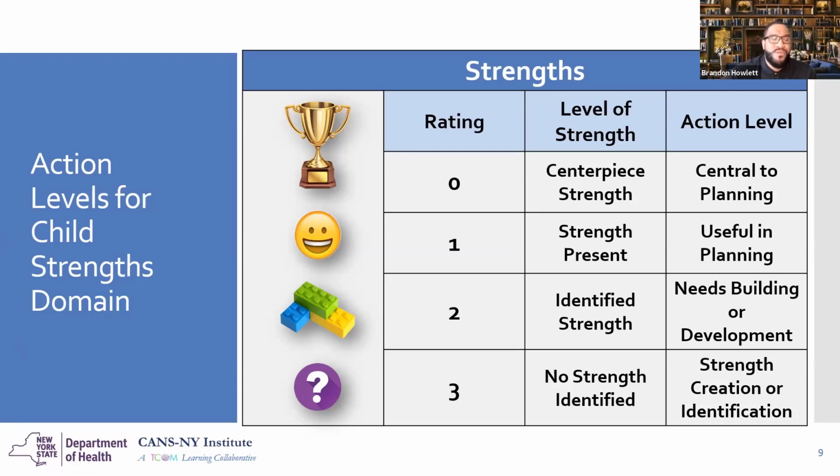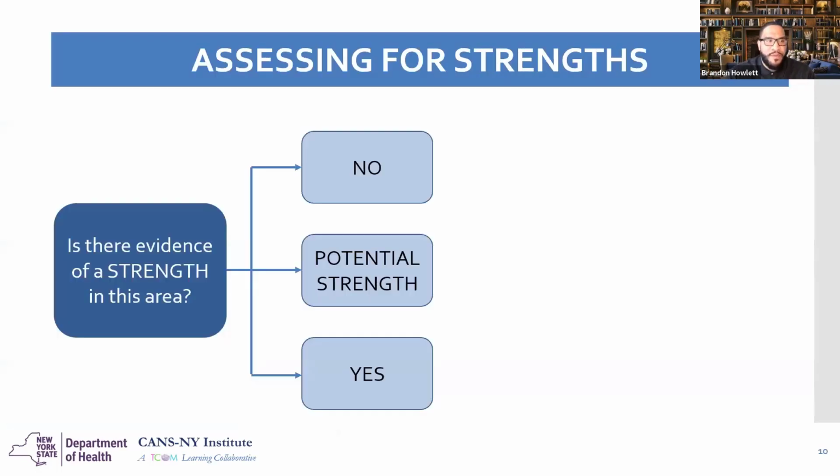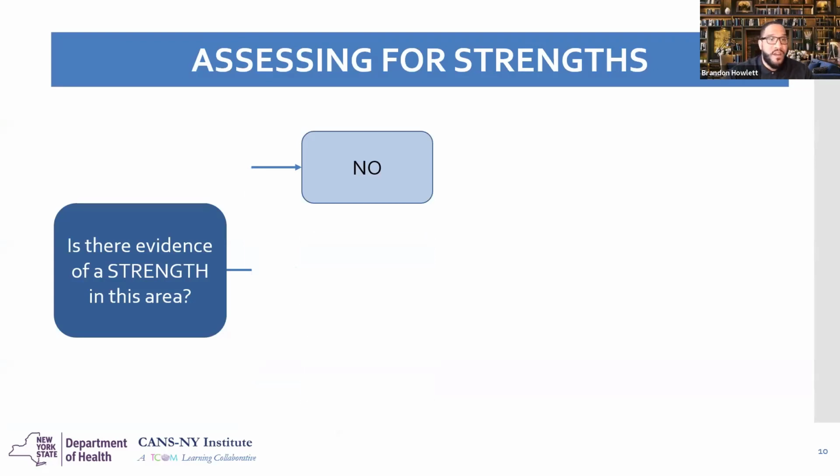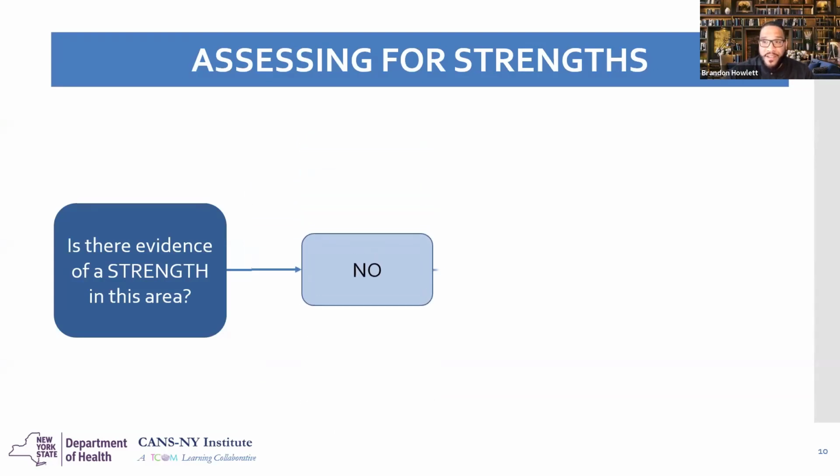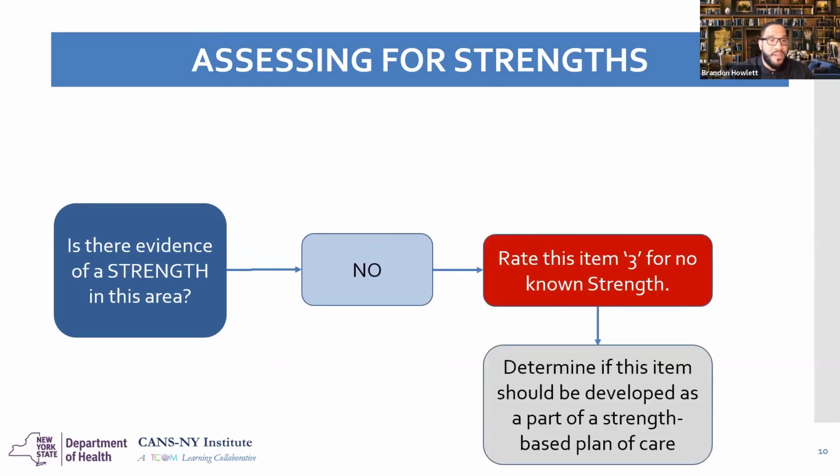Very quickly, we're going to go through a decision tree, a flow chart for assessing for strengths. You guys may be familiar with this. If not, I'm hoping that you'll be able to use it in the near future. It's very easy to hash out where a strength stands, right? By asking this one question: is there evidence of a strength in this area? If the answer to that question is no, then we're going to rate it as such. There's no evidence of a strength here, right? So there's no known strength. That's a 3.